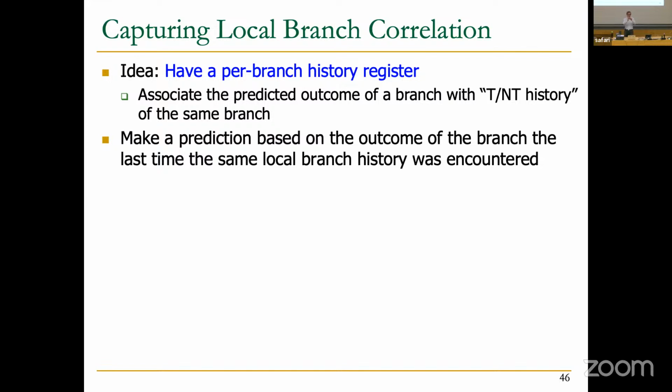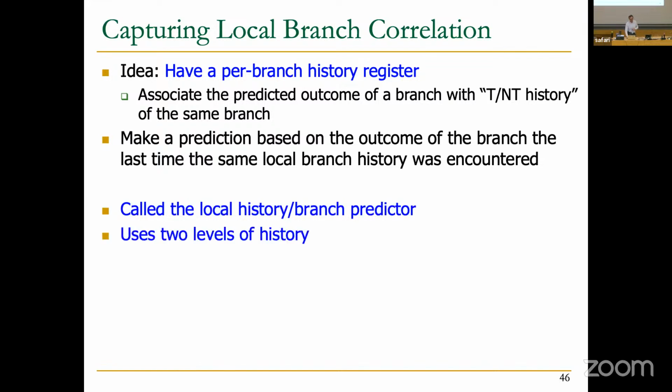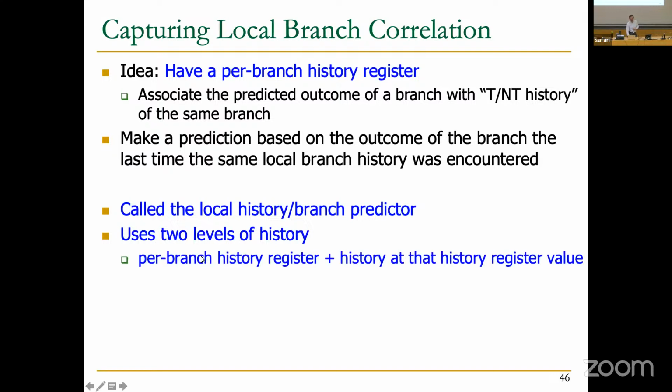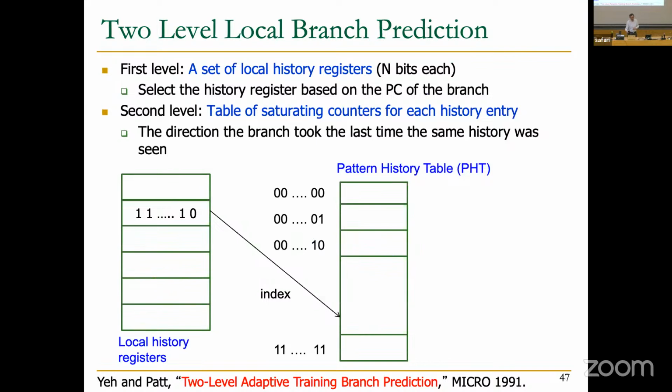So it's very similar. We're going to use another history register and index into a pattern history table of 2-bit counters, and then get that information. In this case, the local history is per branch history, though. So this is called the local history or local branch predictor. Again, it still uses 2 levels of history. The first level is the per branch history register, and the second level is the history at that history register value. That second history is taken, not taken, or whatever number of bits you use to encode hysteresis in the last n outcomes. Okay, so this is what two-level local branch prediction looks like.